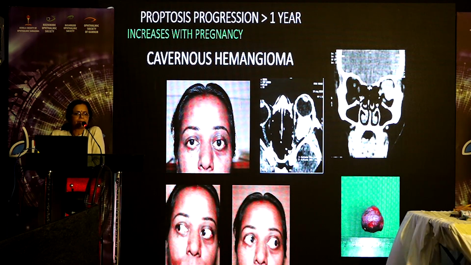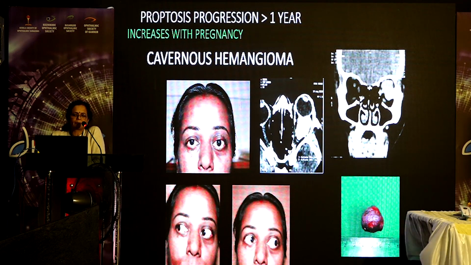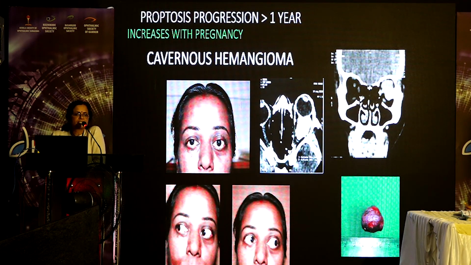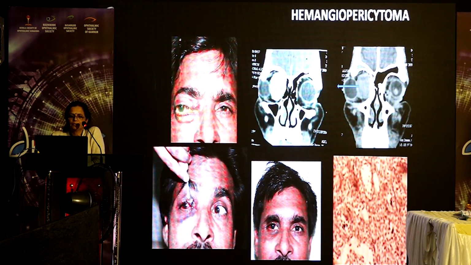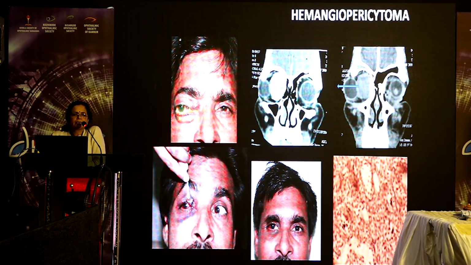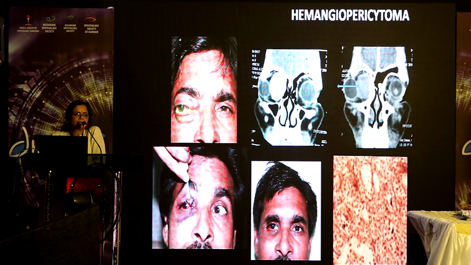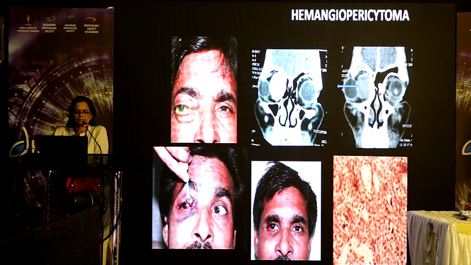Cavernous hemangioma can present as a retrobulbar mass, especially in females. It can increase with pregnancy, and it's a very fleshy tumor which can be very easily removed. But a hemangiopericytoma can be very huge, and it can be benign or malignant. If it's malignant, you do not leave anything behind, or after that you have to give radiation.